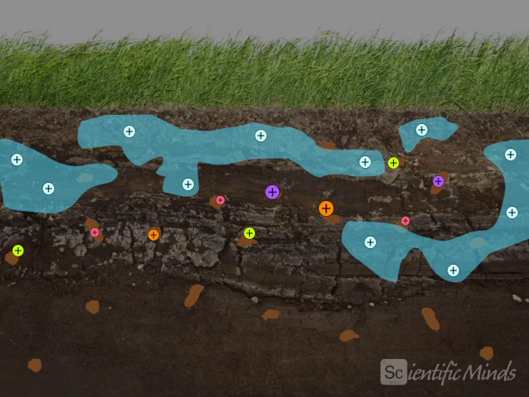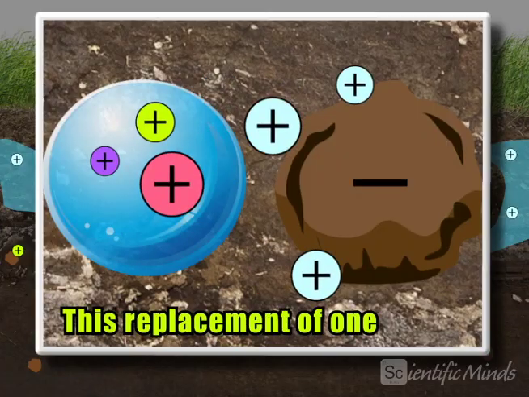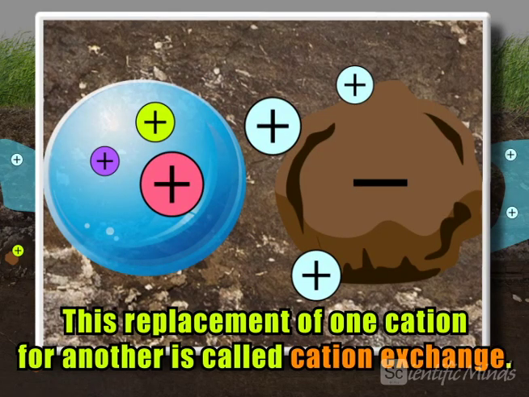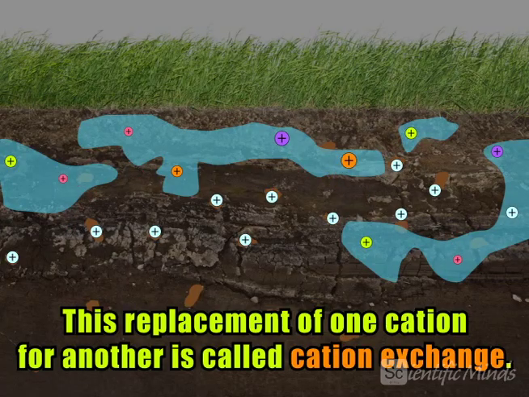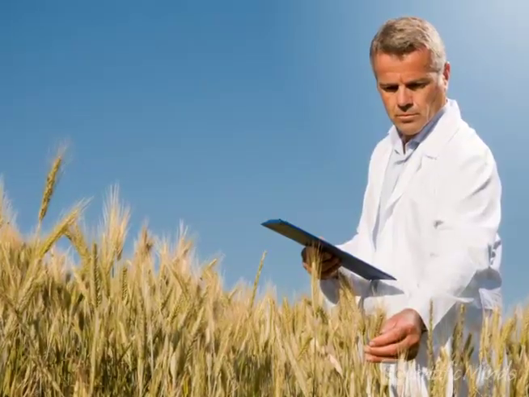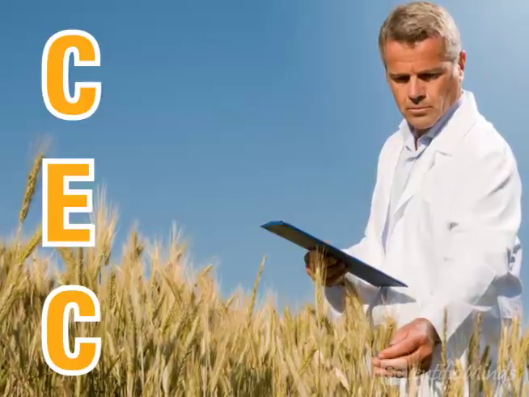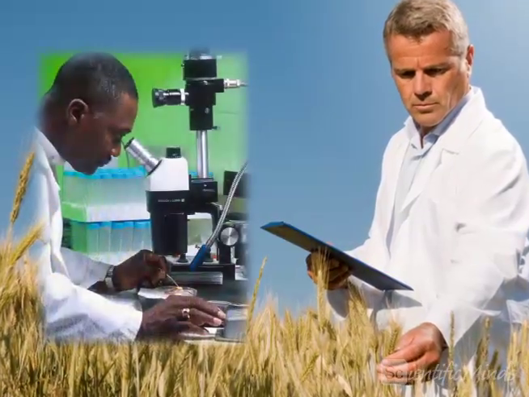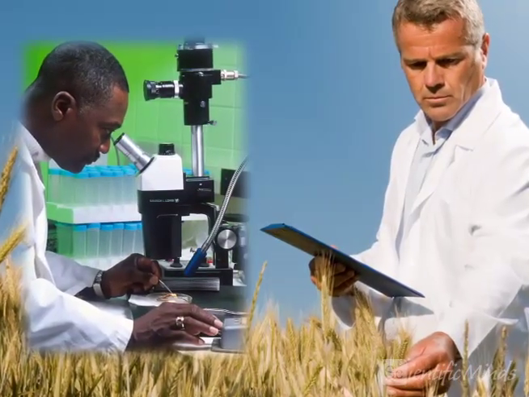When negatively charged humus and clay particles come into contact with soil water, they can exchange cations. This replacement of one cation for another is called cation exchange. The more humus and clay particles a soil contains, the more capacity for cation exchange it has. Soil fertility is measured according to cation exchange capacity, or CEC. A soil testing technician analyzes soil samples in a lab to determine cation exchange capacity.